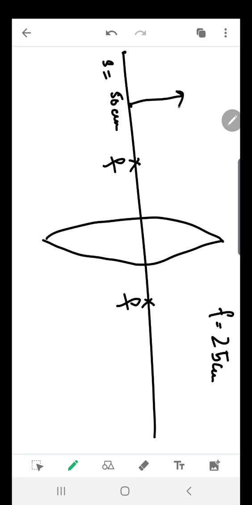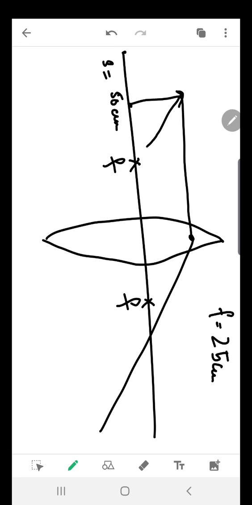We are going to first put our first ray till the middle, and then we have to draw a straight line like this, right? And the second one, we have to pass through the focal point till the middle, and then we need to make a straight line. Okay? So here the image is formed.